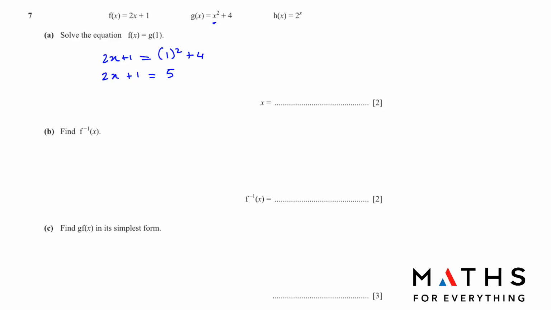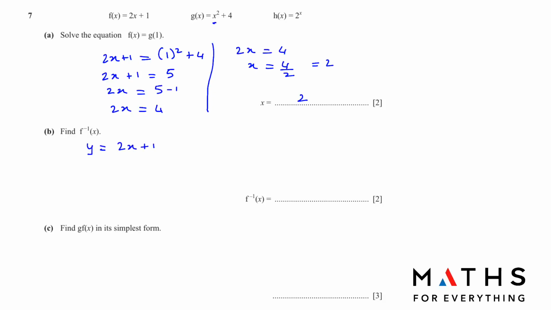This will give us 5. Shift the plus 1 to the other side, it will become negative 1. So 2x is equal to 4. When you shift the 2 to the other side, it will be a divide. 4 divided by 2 is 2. So x is 2. Part B, find the inverse. We write the question f of x. In place of f of x, we write y.